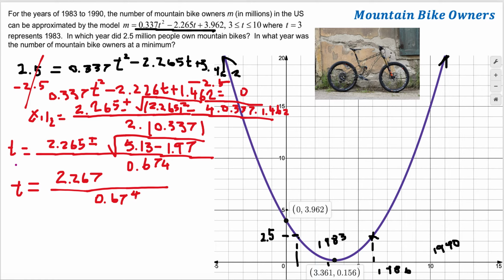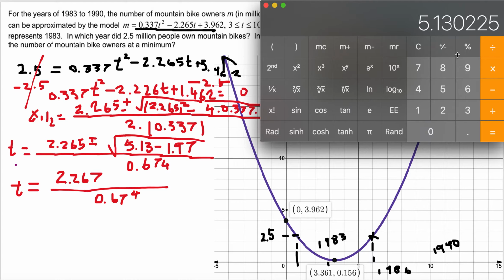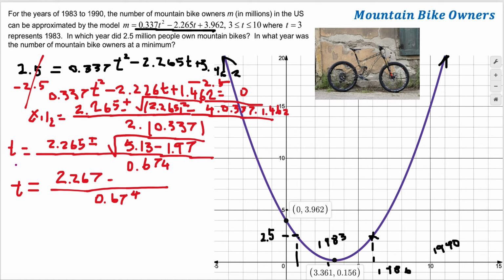Let me write this number here, and now I'm taking this 5.13 minus 1.97, and I'm taking the square root of this number, which is about 1.77, or 1.78. So I'm approximating. And now I'm going to see what T1 is going to be equal to, and T2.